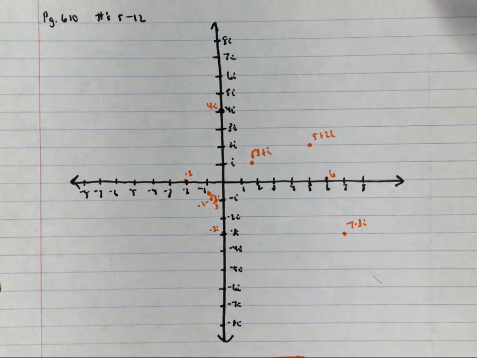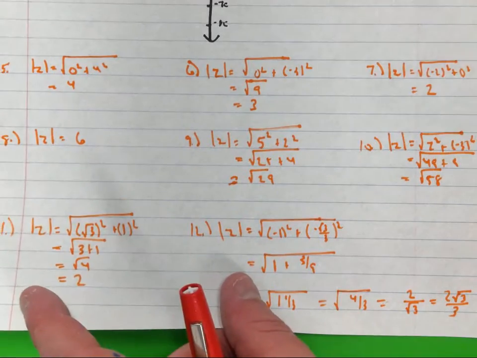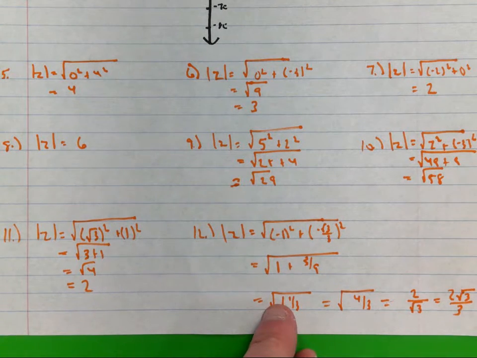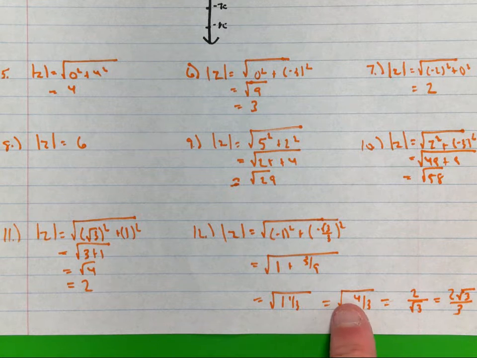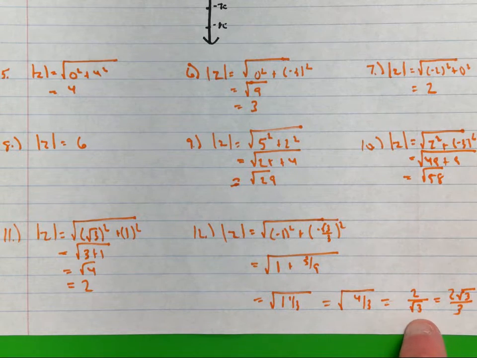Okay, let's check our modulus. What is modulus? It's the absolute value. Very good. Square root of a squared plus b squared. So number 5 is 4, number 6 is 3, 7 is 2, 8 is 6, 9 is square root of 29, 10 is square root of 58. 11 is 2, number 12 is square root of 1 1/3. Now, I want to see how many thought of this. I was thinking, you can always take the square root of a numerator and denominator. I rewrote that as square root of 4 over 3. Does that mean the same thing? Can't you take the square root of 4? So I got 2 over square root of 3, and then rationalize.